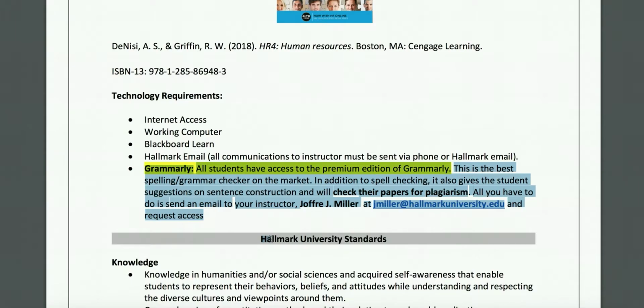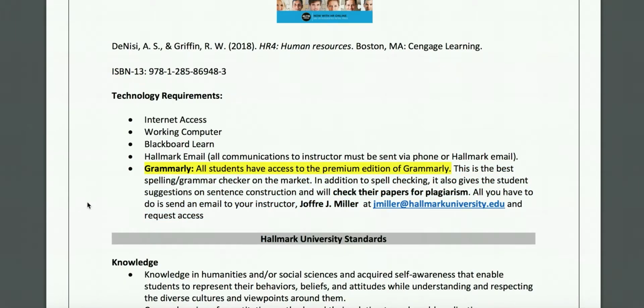Looking on down, we talk about Grammarly. By now, I know I've sent out a link to everyone. If you did not receive that, please either give me a call, text me, or send me an email, and I'll send that link out to you. I cannot overemphasize how highly encouraged using this is. It is the premier edition, and it is free through the school. The only caveat is that you have to use your student email in order to get it.